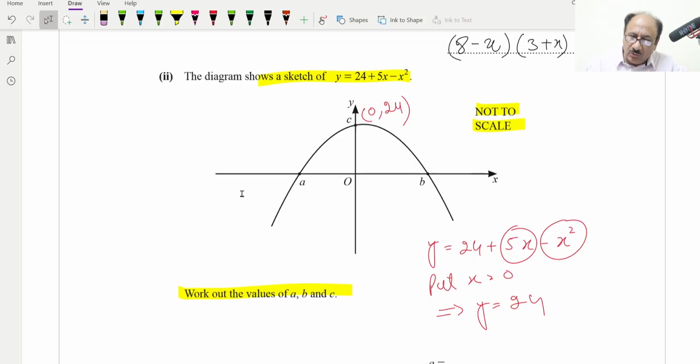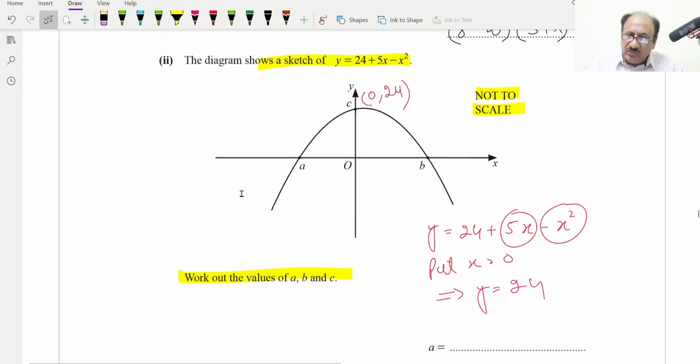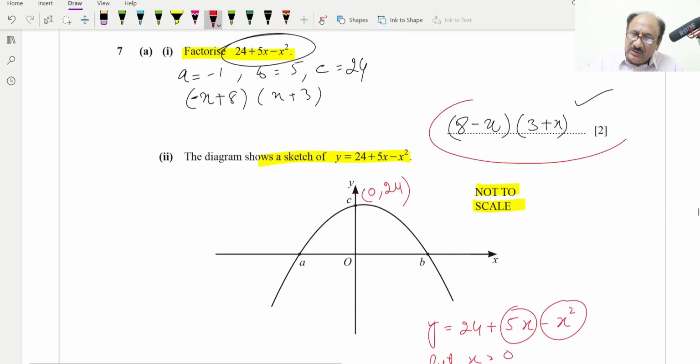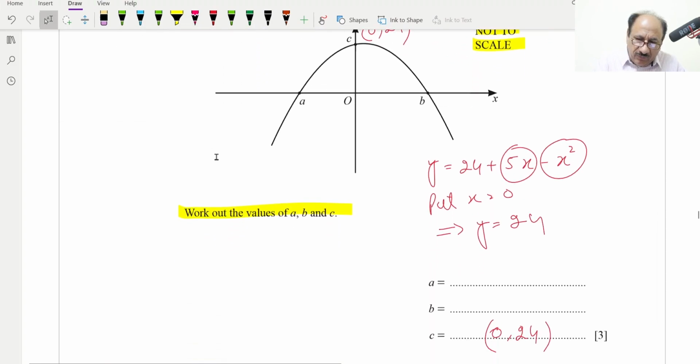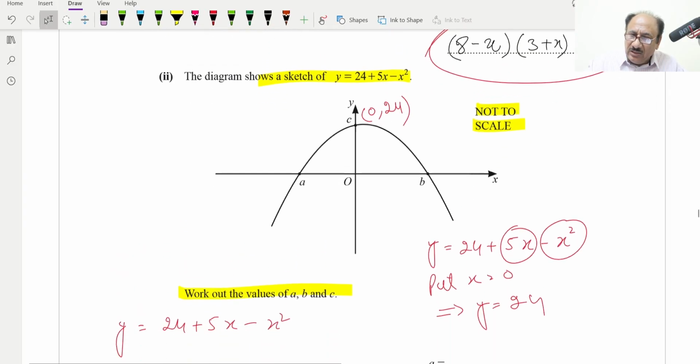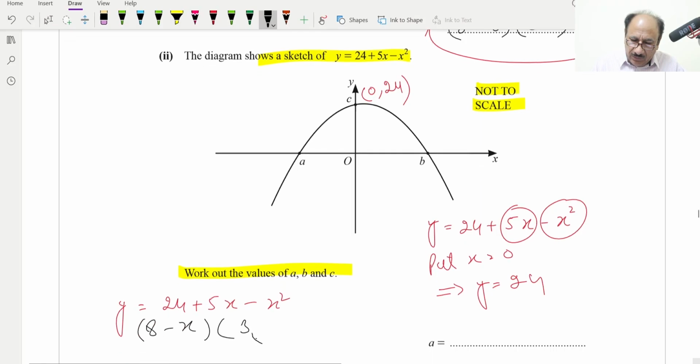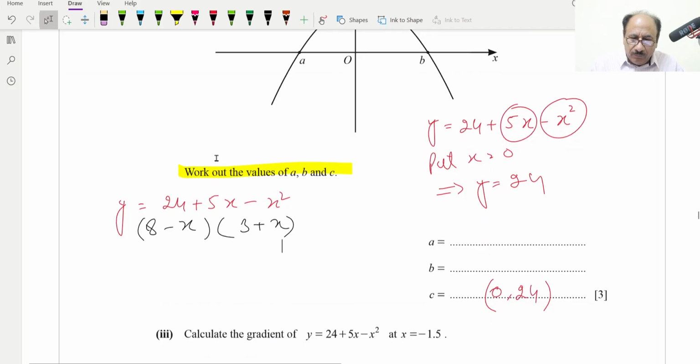For point A we have to solve the quadratic equation, which we have already solved, and we will utilize this result, which is 8 minus x. So what I will do, I will write the equation first. So y is equal to 24 plus 5x minus x square, and then we will write the factorization part which we have done: 8 minus x in brackets and 3 plus x in brackets, and now we can put this equal to 0, because on the x-axis y will be 0, that's why we are replacing y with 0.